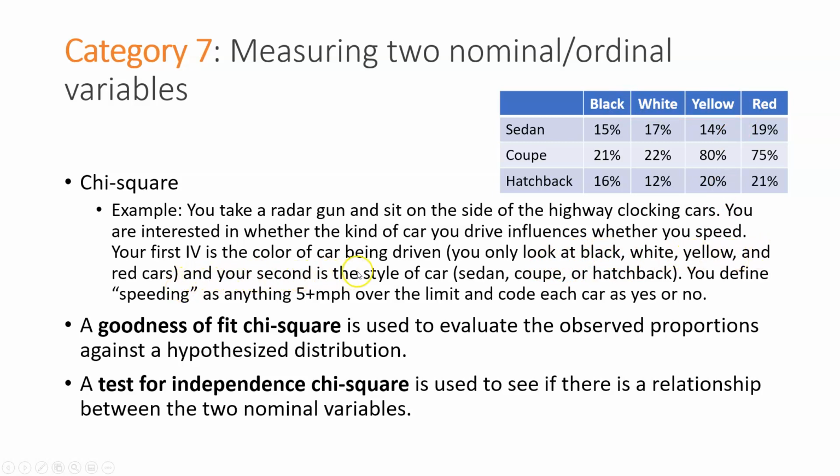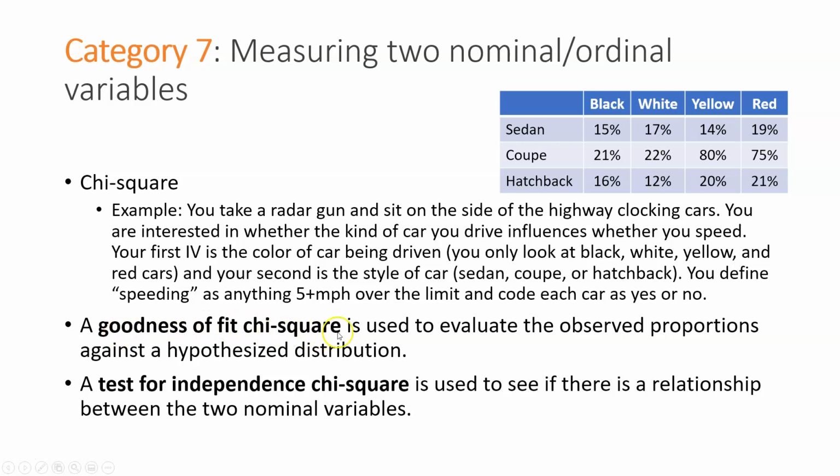And your second is the style of the car, whether it's a sedan, a coupe, or a hatchback. And you would define speeding as anything 5 or more miles per hour over the speed limit. And then you could code each car as either yes, they were speeding, or no, they weren't. And if you look here, yellow and red coupes are much more likely to speed than other kinds of cars in this table. Everybody else is much lower than this 80 and 75% of speeding cars.